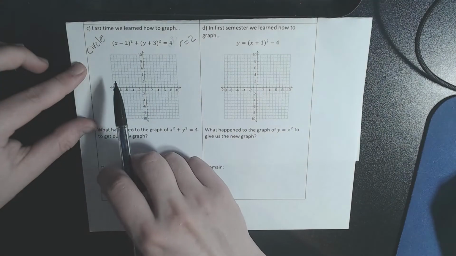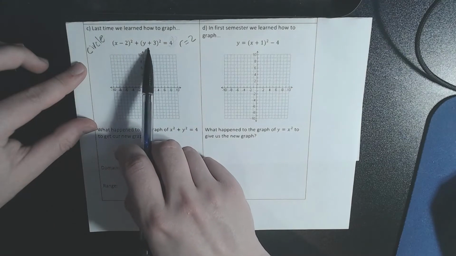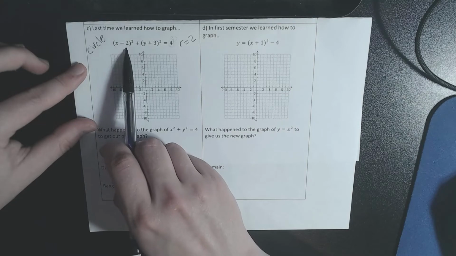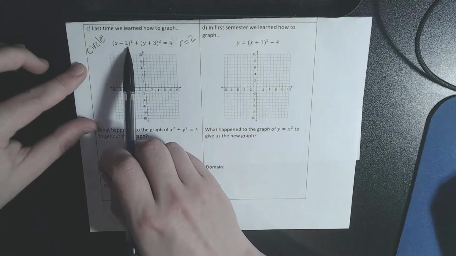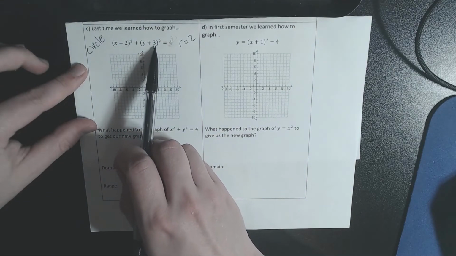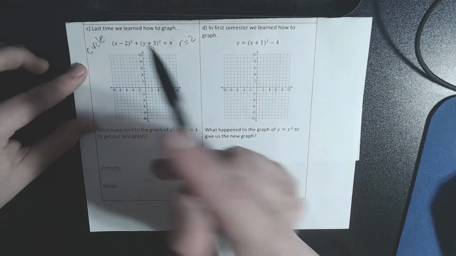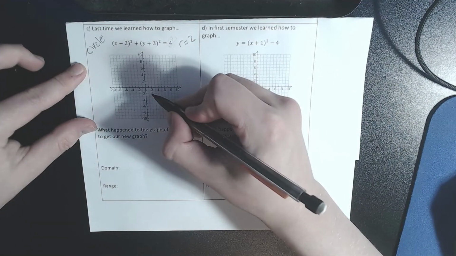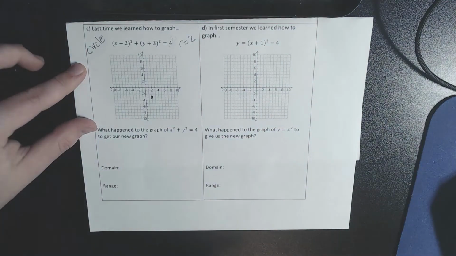Now this one, is this centered at 0, 0, with (x - 2) squared plus (y + 3) squared? No, because we have these other numbers in here. And remember, to find the center, you have to do the opposite of both of these. This is going to move us right 2. This is going to move us down 3. So we just do the opposite of whatever those are. Right 2, and then down 3. 1, 2, 3. So right 2 and down 3 is where our center is.